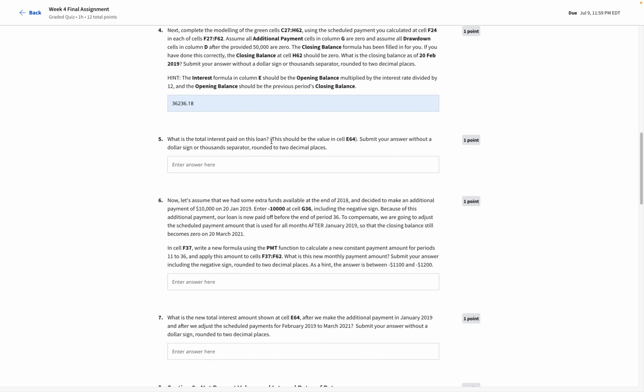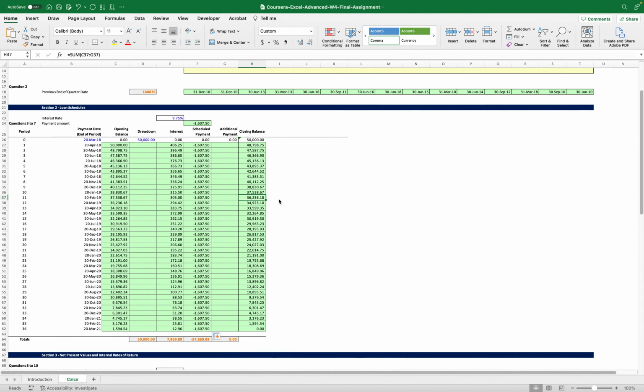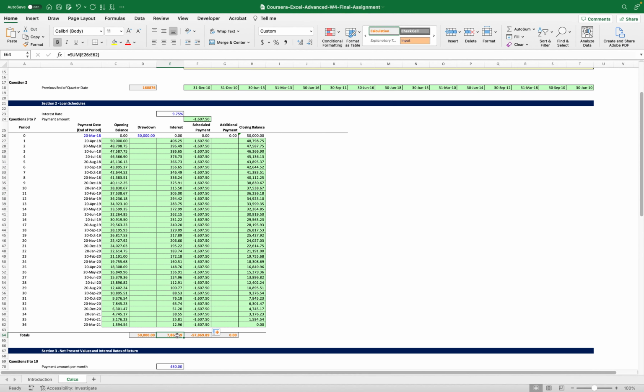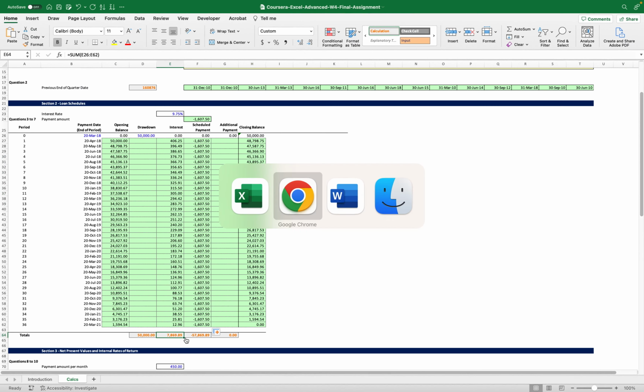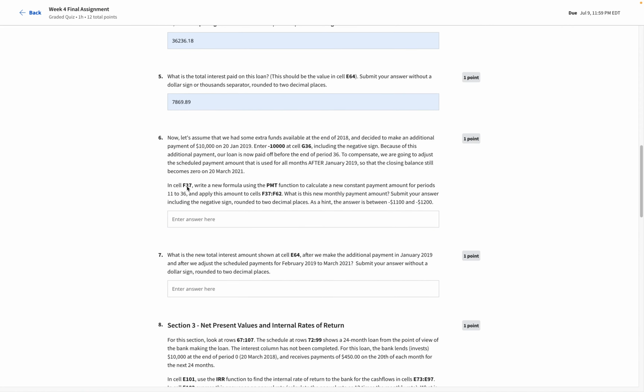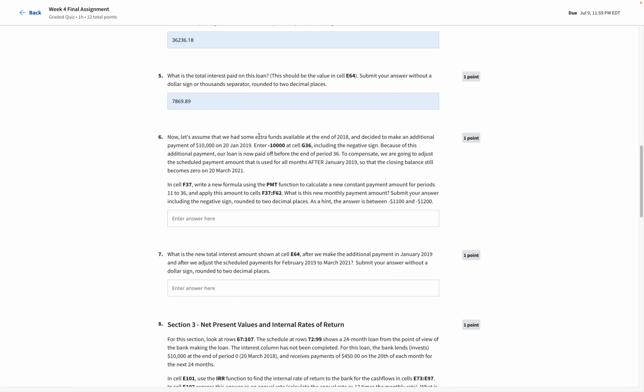And then the total interest on this loan, we'll just sum up the interest payments, $7,869. Now they're assuming that there was extra money available and we made an additional payment of $10,000 in January. So we'll enter negative 10,000 at G36. And then they want us to calculate the new payment amounts.